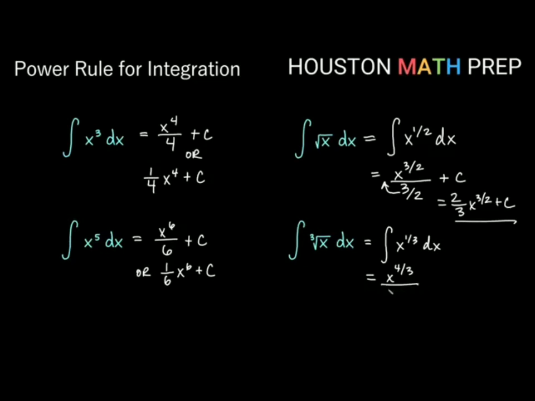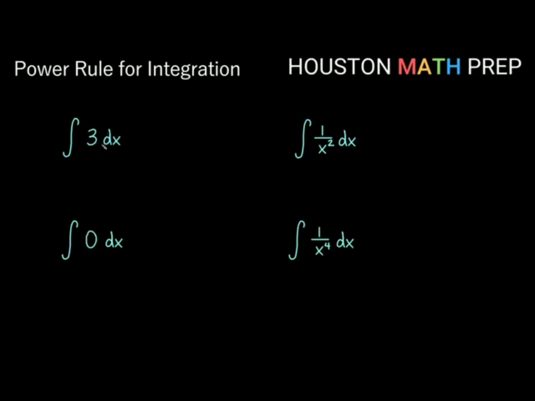We'll then divide by our power of 4/3. So we'll get x to the 4/3 divided by 4/3 plus c. Cleaning that up so we don't have a fraction in a fraction, again, we'll bump that up and multiply by the reciprocal. So we'll actually get an answer of 3/4 x to the 4/3 plus our constant.